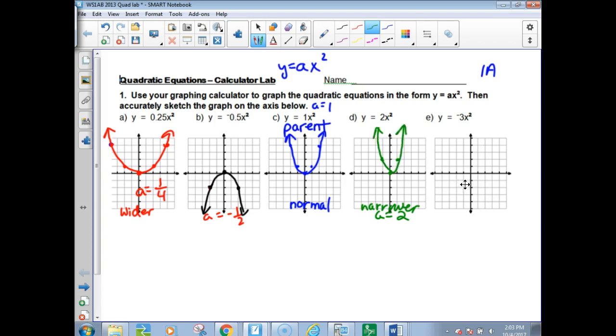And then -3 is going to make it skinny, and I'm not going to graph it on the grapher. I'm just going to say it's still going to have a vertex at 0, 0. It's going to flip down. If you put in 1, 1 squared is 1, you'd get -3. And the matching point on the left would be at -1, -3. Okay, and this one had an A of -3.